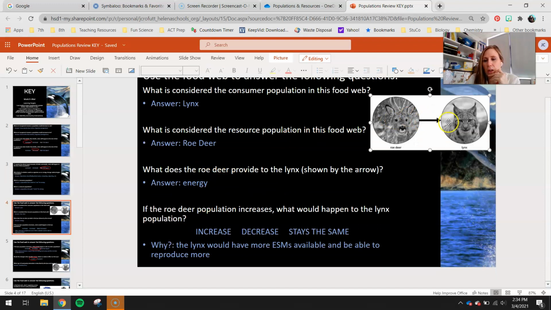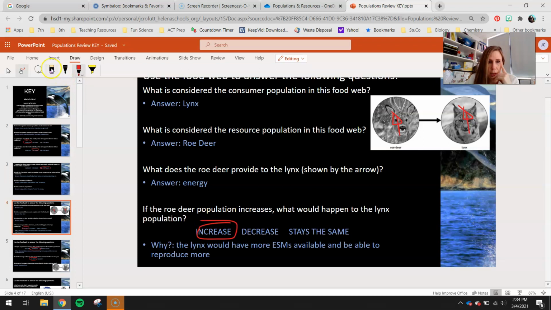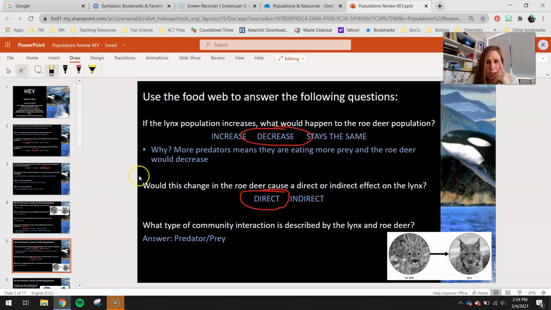What does the roe deer provide to the lynx? That little arrow represents energy. So the roe deer is giving its energy to the lynx when the lynx eats it. Okay, if the roe deer population increased, what would happen to the lynx population? If you have an increase in roe deer, the lynx population would have more to eat, so it would increase. Okay, moving on, next slide.